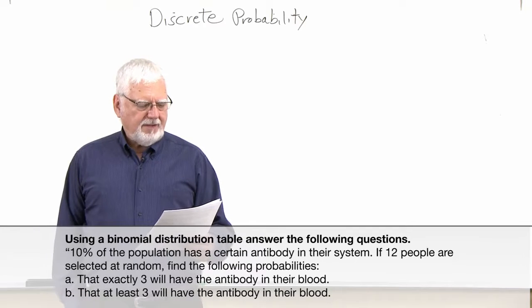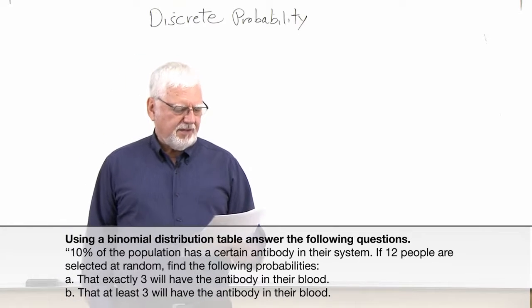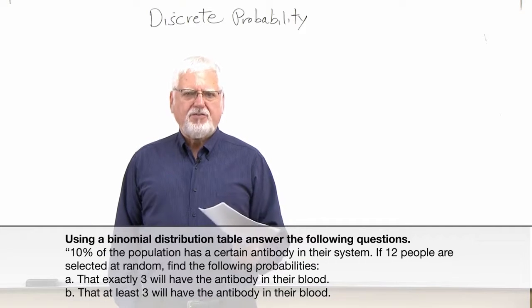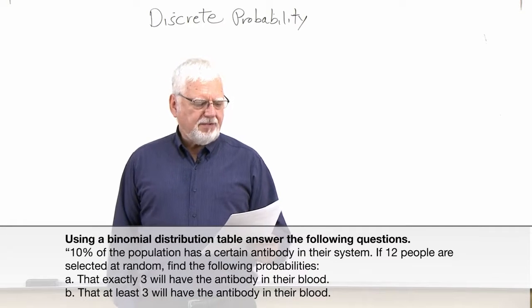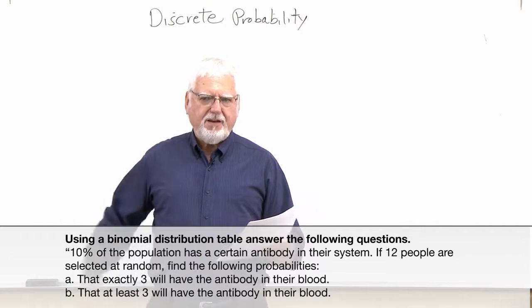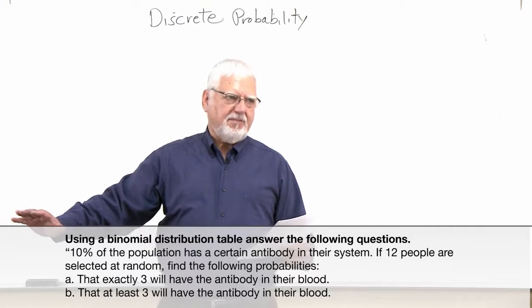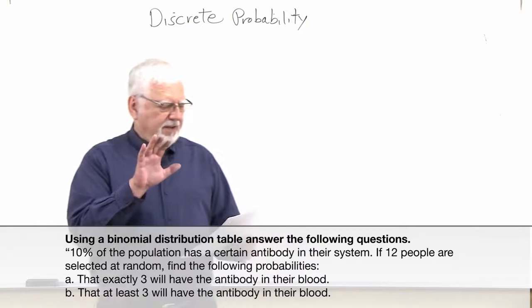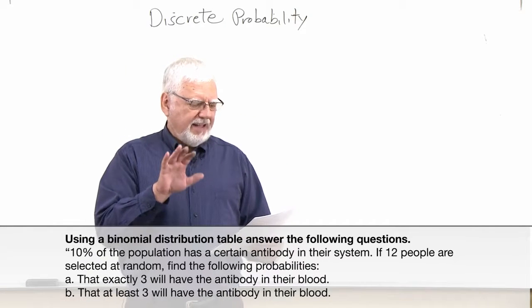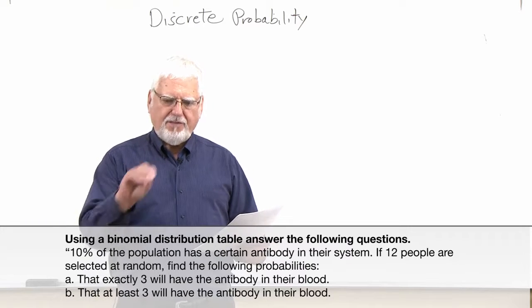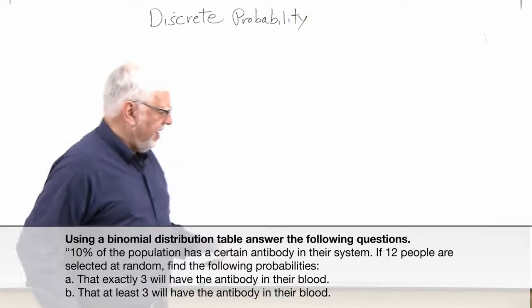So we have some antibodies in the population, and an antibody could be for a disease. Your body's producing that because it has to overcome that particular disease. 10% of the population. So if 12 people are selected at random, we're going to take all the people. We know 10% of them have that antibody. We're going to pick 12 of them. And then we want to find what's the probability that exactly 3 will have that antibody in their blood. What's the probability out of that 12 there will be 3? So we're going to test that out.